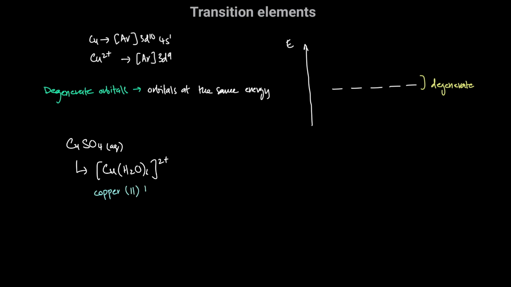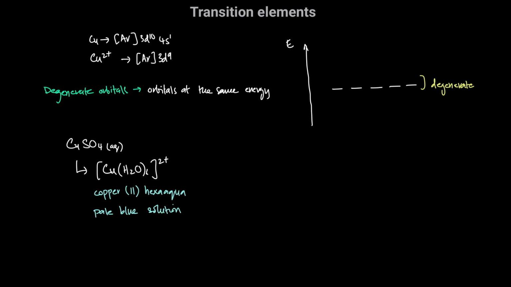Copper 2 hexa aqua: the 2 refers to the oxidation state of copper. Hexa means 6, and aqua is a reference to water. So it's copper 2 hexa aqua. And we know that this is a pale blue solution. The question is, why is it a pale blue solution?